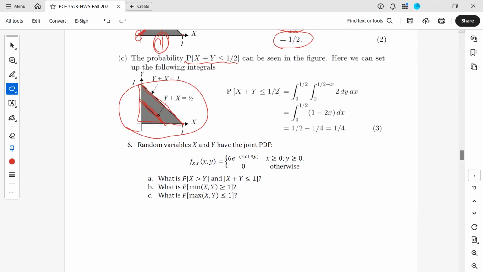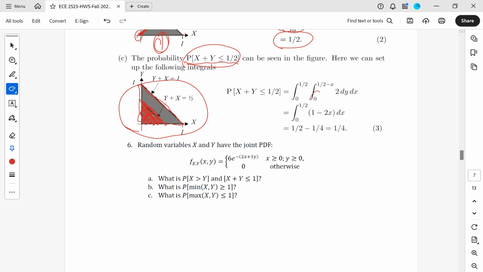And now, on top of that, we wanted to calculate the interval for x and y when x plus y is always less than 1/2. So it covers only this part of our sample space. Is that clear? So to do so, again, we are going to do the integral over x and y to calculate the probability of the event.